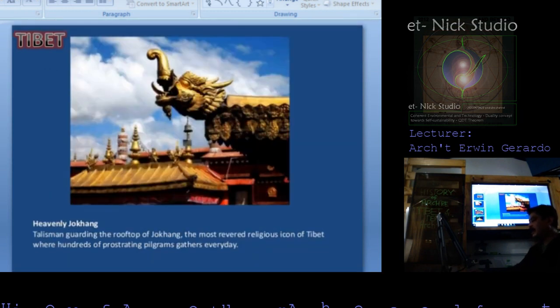The heavenly Jokhang, a talisman guarding the rooftop of Jokhang, is the most revered religious icon of Tibet, where hundreds of prostrating pilgrims gather every day. The roof is covered with the naga, otherwise known as the dragon.